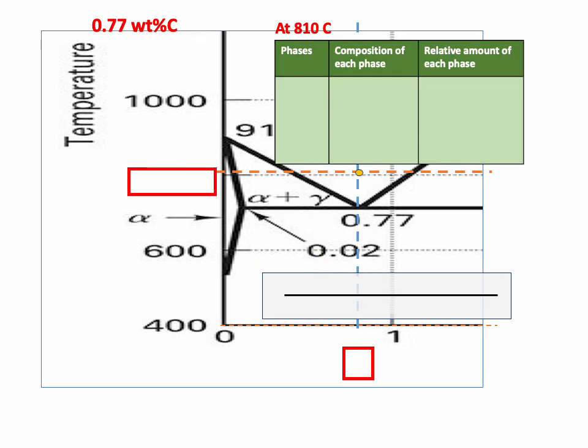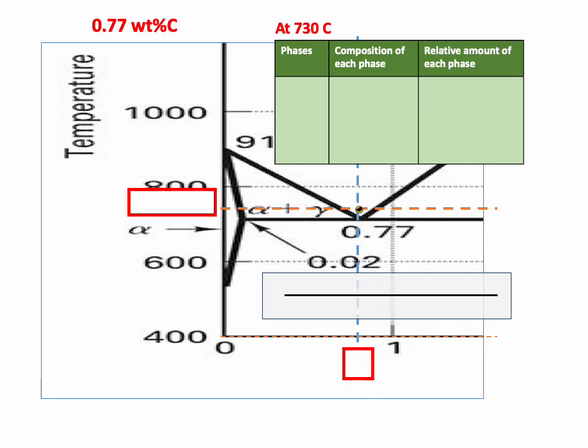All right, so we're here at 0.77, 810 with our 0.77 weight percent carbon alloy. So it's all gamma. Gamma has 0.77 weight percent carbon, and it's 100% gamma. When we cool from there to 730, just above the eutectoid temperature, we'll still have all gamma. Right here, it's still all gamma. The gamma still has 0.77 weight percent carbon. It's still 100% gamma.